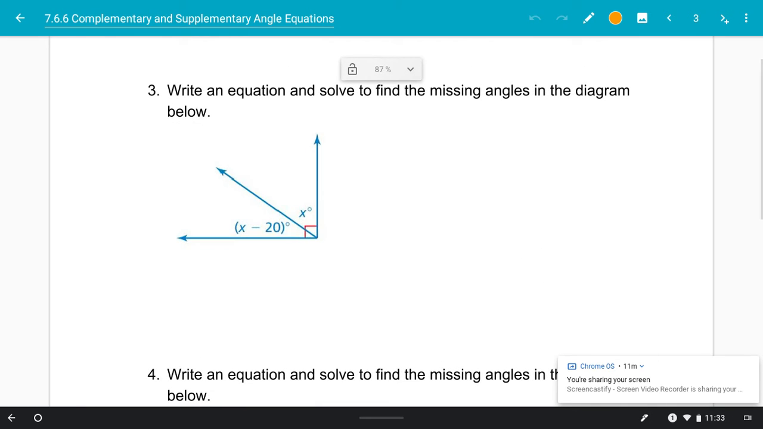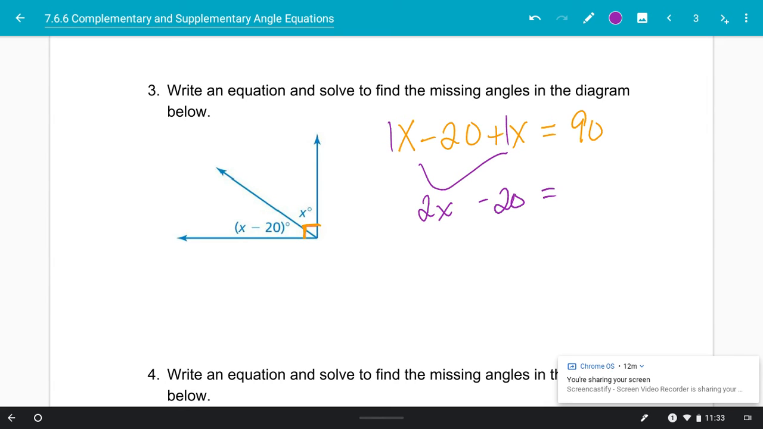So here, once again, I want to write an equation and solve to find the missing angles in the diagram. Looking at the shape here, I see that little corner, so I know that these angles are going to add up to 90 degrees. Excellent, they are complementary. So x minus 20 plus x equals 90. Very nice. Combining our like terms, be careful with those, they are 1x's. We get 2x minus 20 is equal to 90. All right, now we're ready to solve.